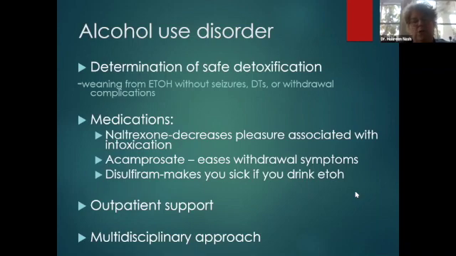Disulfiram is probably the oldest of the medications that we have, and it makes you sick if you drink alcohol. If people take it every day, there's a small subset of people who really benefit from that type of approach. If I take this pill every day, I'll get violently sick if I drink alcohol, and this will stop me from drinking alcohol. For most people, that's not actually going to be a successful path to take, but there is about 5% of people that it really helps.